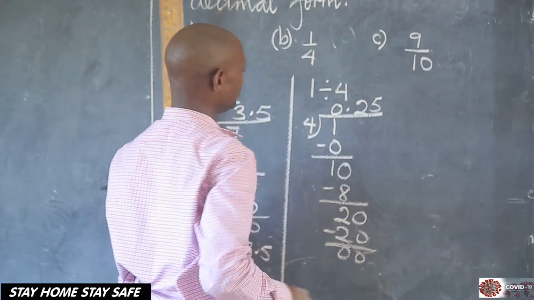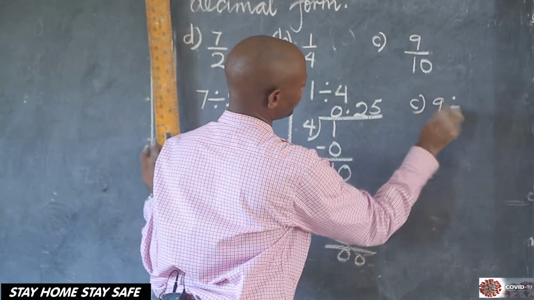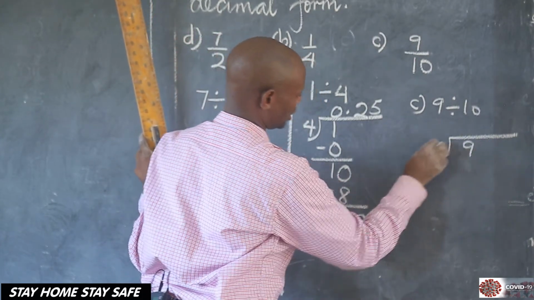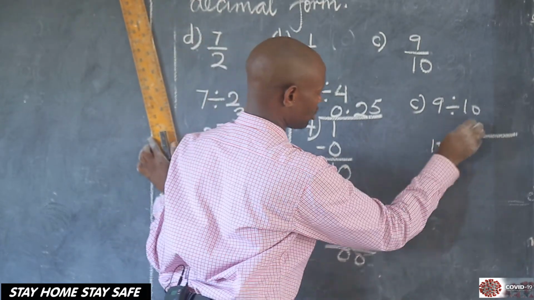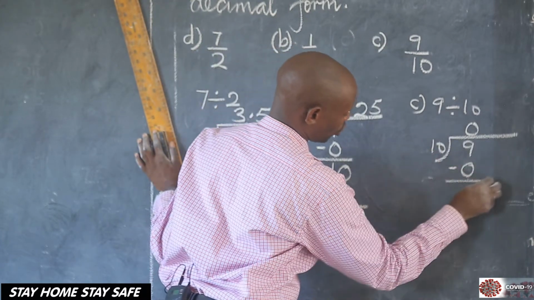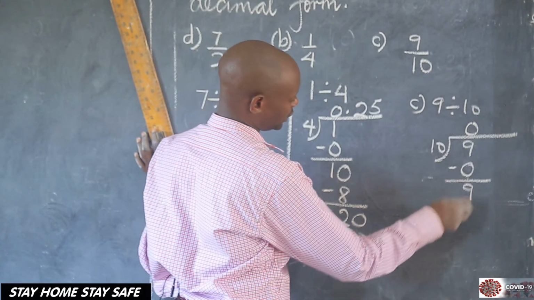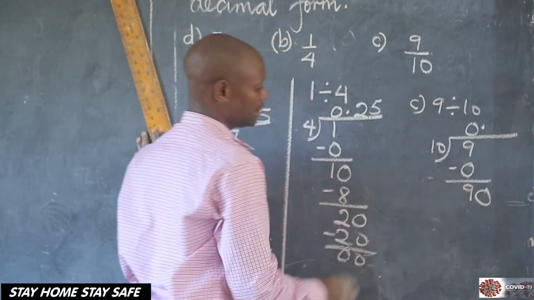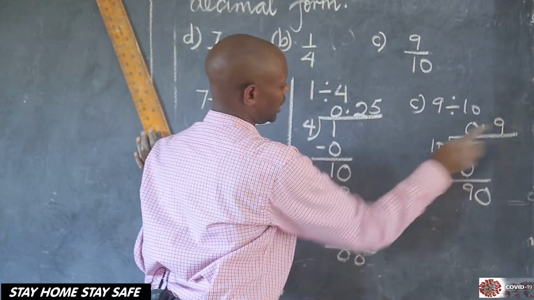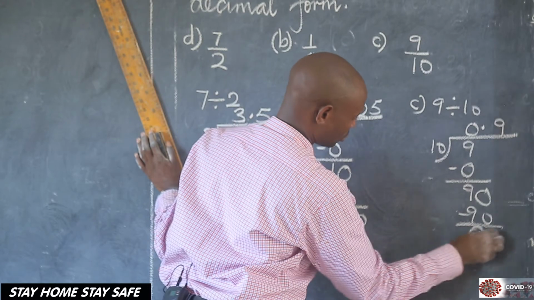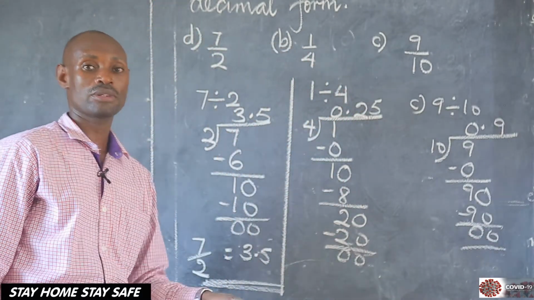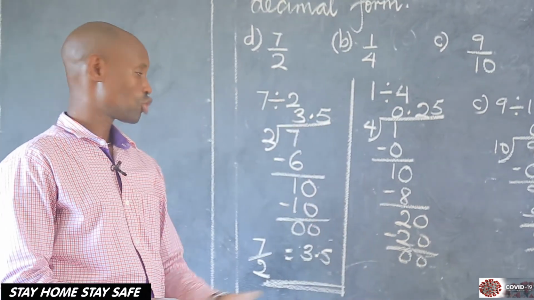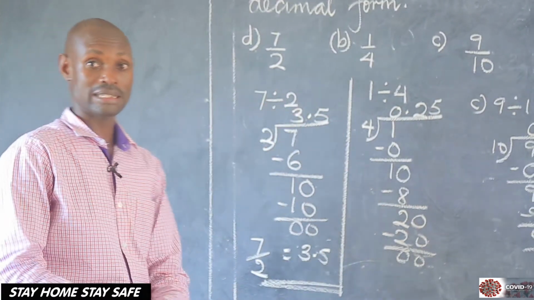Then finally, we had this one. 9 out of 10 means 9 divided by 10. Long division, we are going to have 9 here, then 10. 10 goes into 9 how many times? 0 times. 0 times 10, we get 0. When we subtract, we get 9. Then 9 divided by 10, it has already given us 0, so we introduce a decimal point, we add a 0. 10 goes into 90 how many times? 9. 9 times 10, we get 90, and when we subtract, we get 0. Basically, this is what we looked at in a previous lesson. I hope you are able to compare the answers and see where you went wrong, you correct yourself. But I know you did these numbers very well.